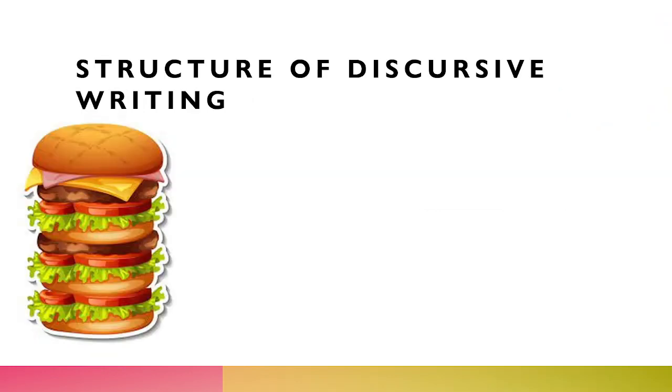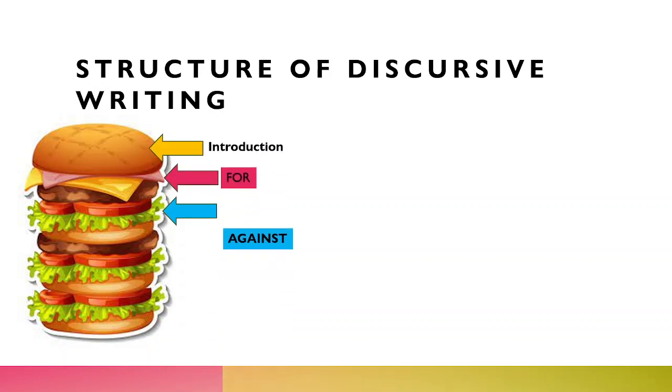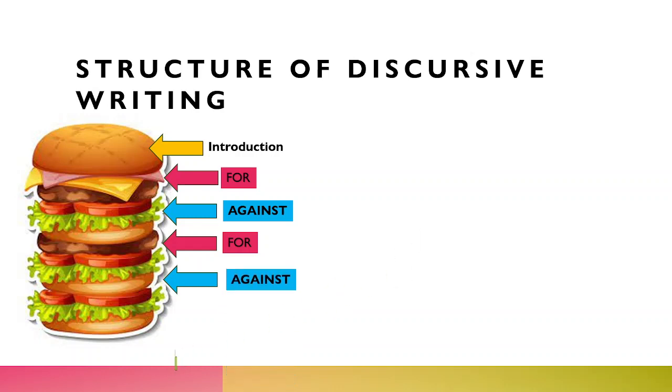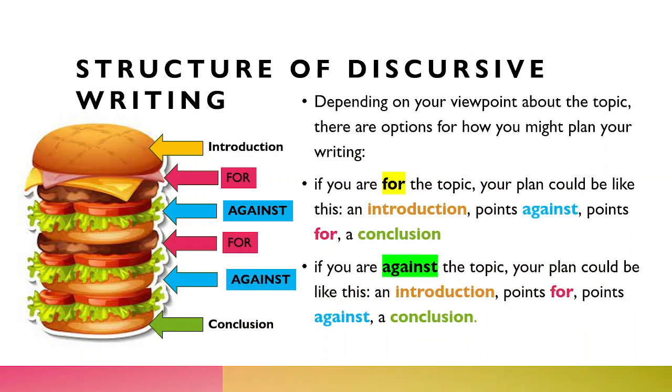The basic structure of your discursive writing essay is going to look like a hamburger. This is the kind of hamburger I like. Depending on your viewpoint about the topic, there are options on how you could plan your writing. At GCSE it's slightly different. There are fewer restrictions, but you can still follow the same style as I've got on the screen here. But what is really important in discursive writing is how you lay out your information.